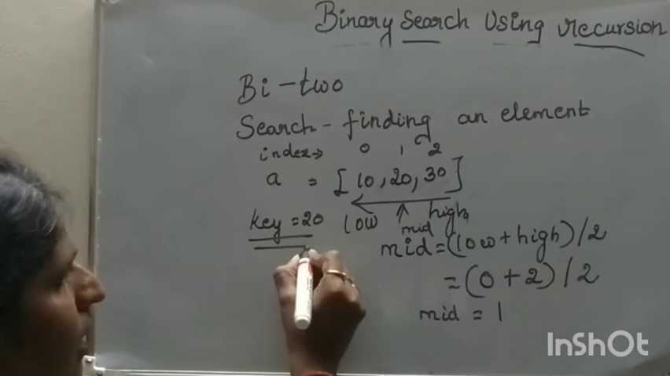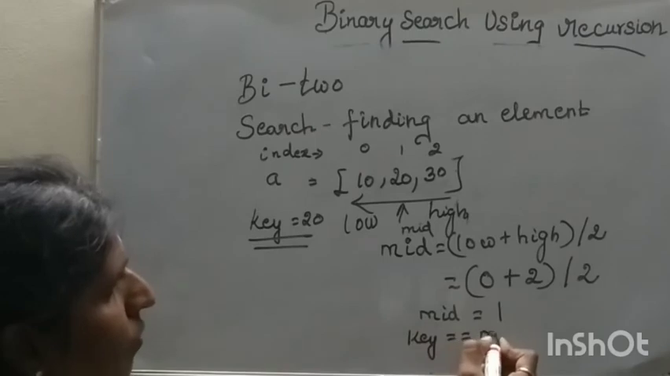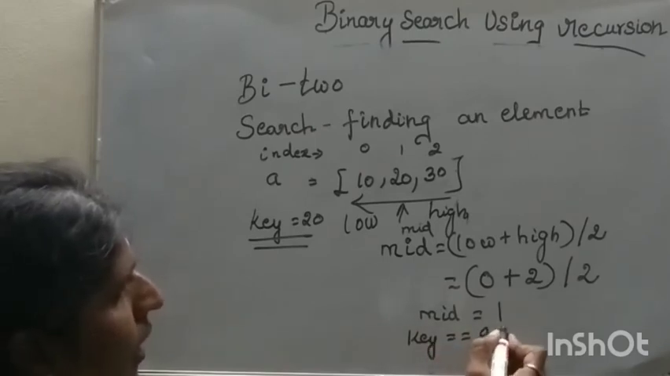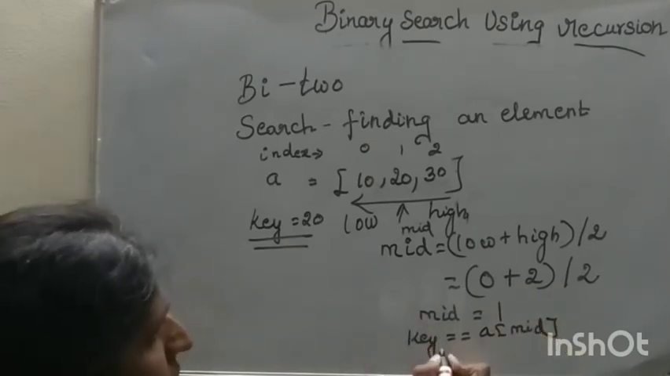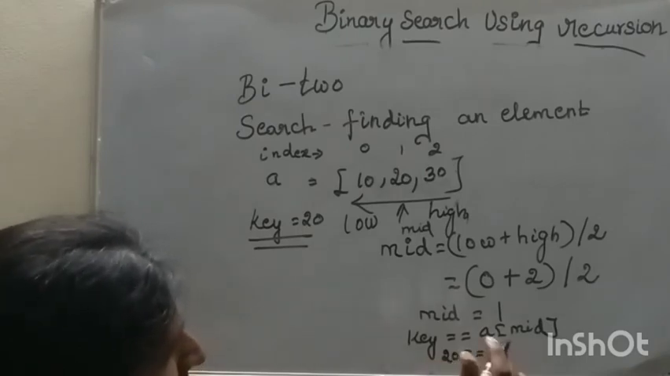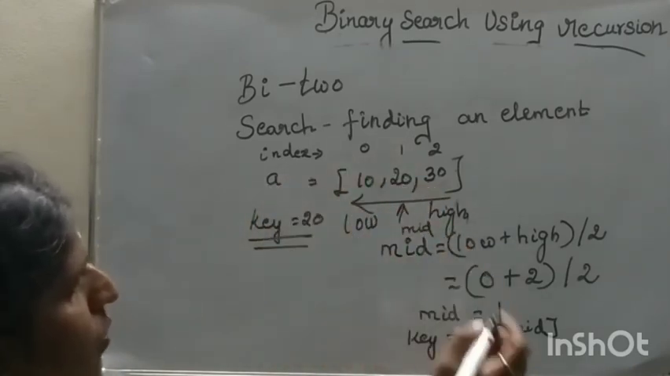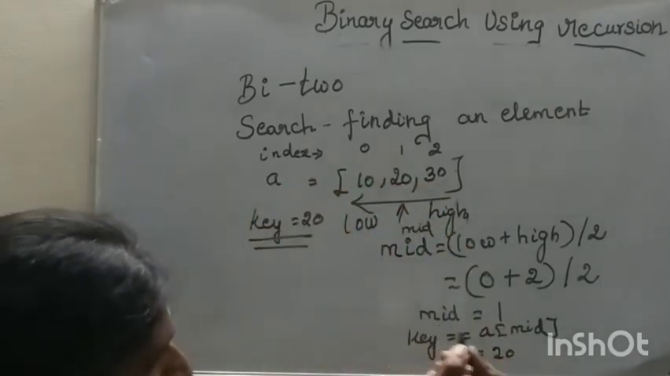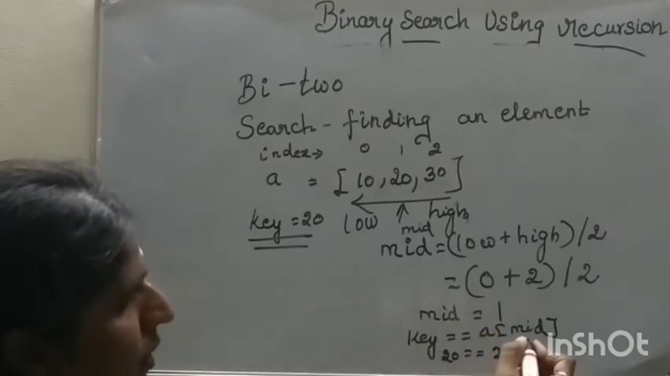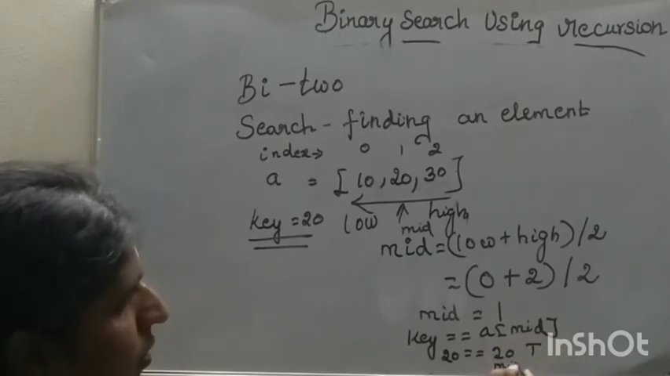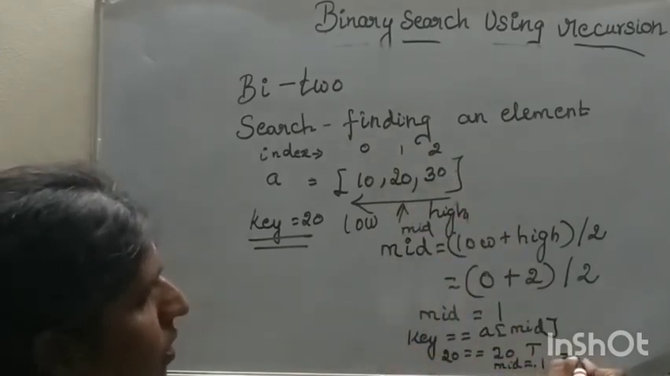Now you check with the key value. The first condition is if your key value is equal to the mid value, that is array of mid, then return mid. Now my key element is 20. A of 1, that is the first element, is 20. 20 equal to 20 is true. So return that mid value. Mid is an index. What is the index? It points to 1. Return this mid value.